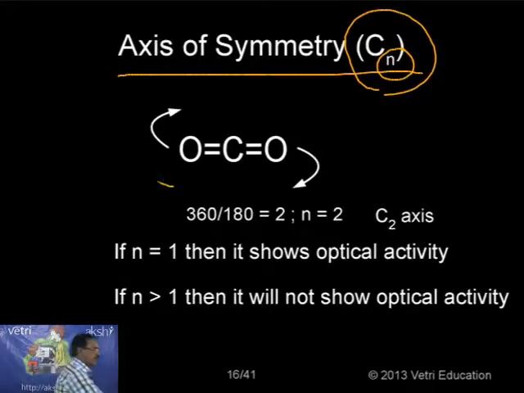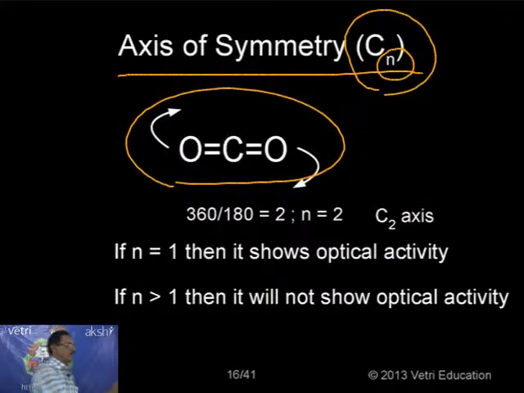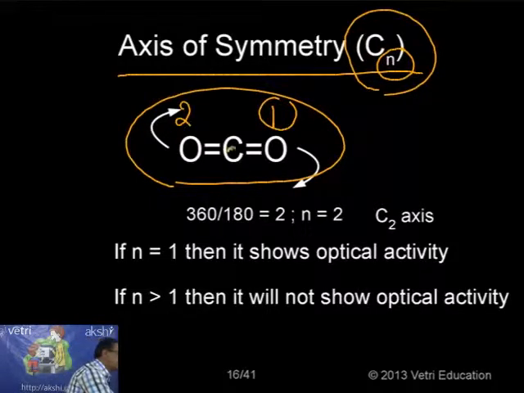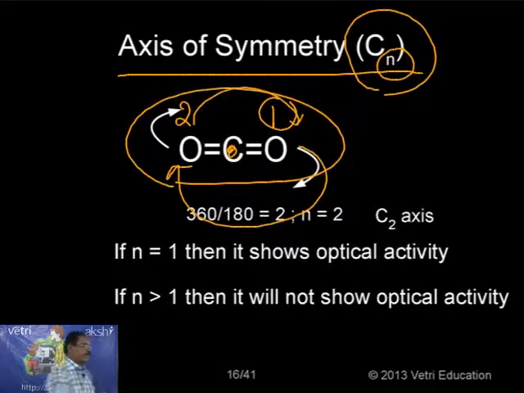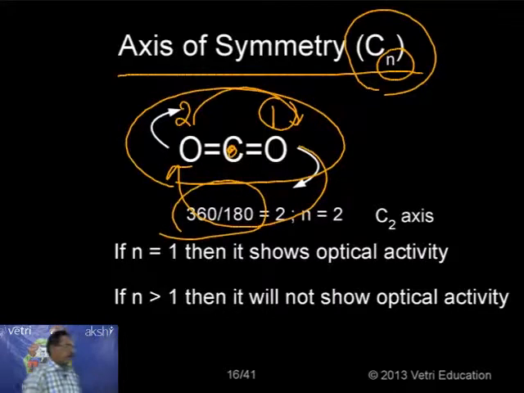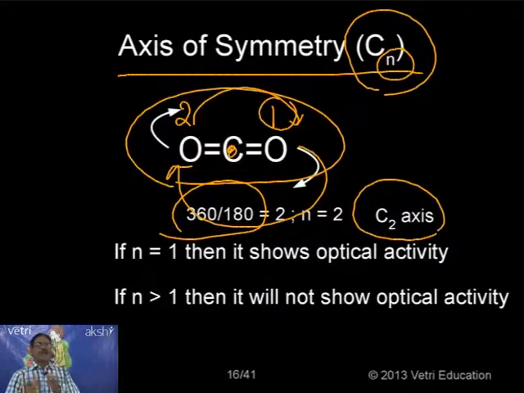So in this case, take an example of carbon dioxide. This is carbon, this is oxygen 1, this is oxygen 2. If I am piercing through this center carbon and I rotate 180 degrees, this oxygen will come here and this oxygen will go there. So by rotating 180 degrees, I will have an axis of symmetry in the case of carbon dioxide. That means 180 degrees, so divide 360 by 180, I will get the value 2. In this case, carbon dioxide, n is 2. So carbon dioxide has a C2 axis. This is the way we find it out.